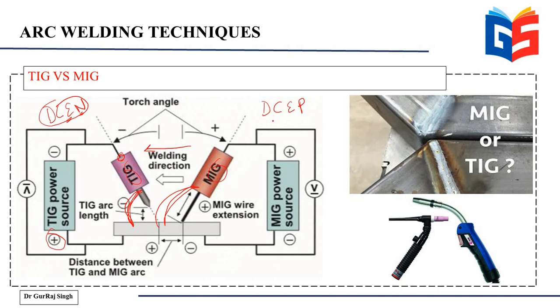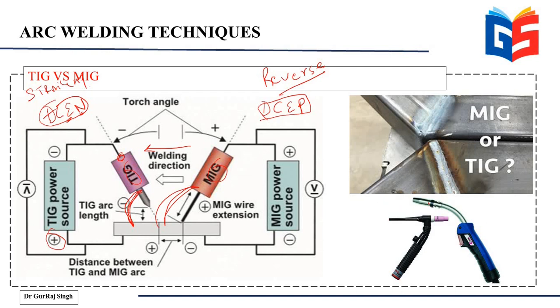On the other hand, in case of your MIG welding, you call it DCEP because your electrode is connected to the positive terminal of the power source, and the workpiece is connected to the negative terminal, that is the cathode. When your workpiece is connected to the cathode and your torch is connected to the anode, you call it direct current electrode positive polarity, and it is also called reverse polarity. So reverse polarity for MIG, and this one is called straight polarity. These are the two basic differences between these two techniques.